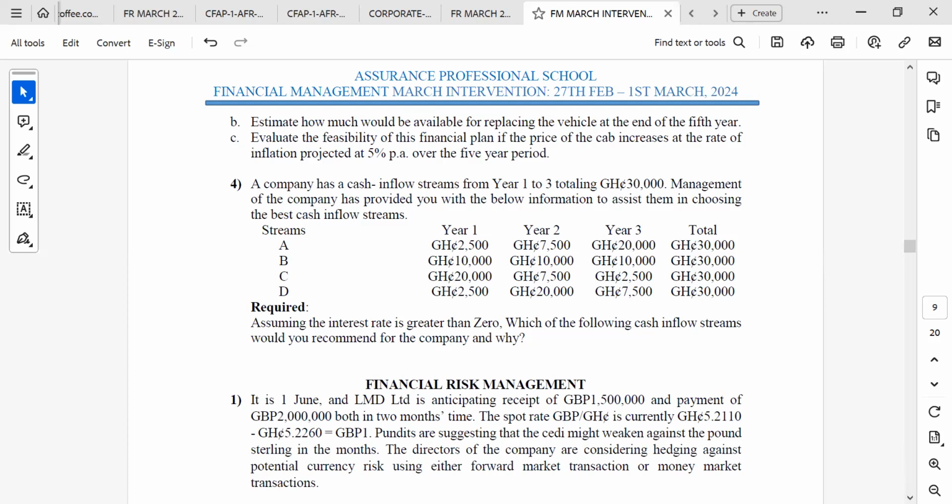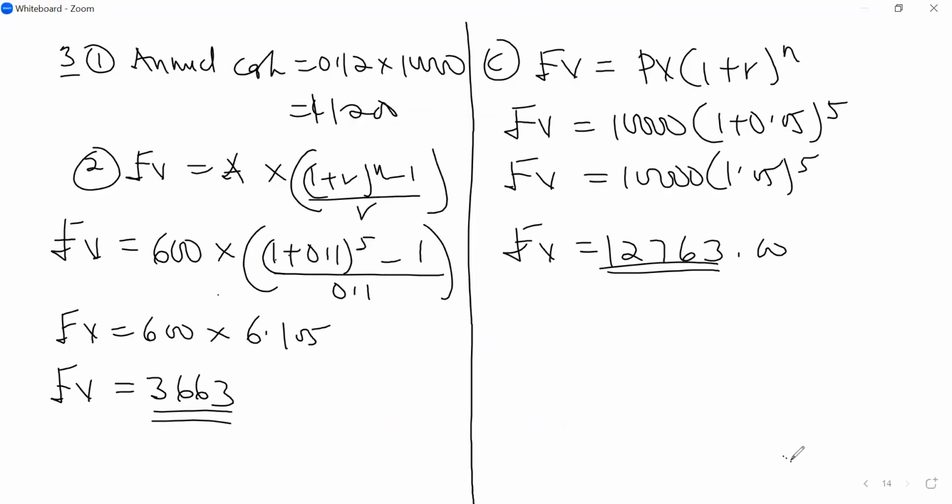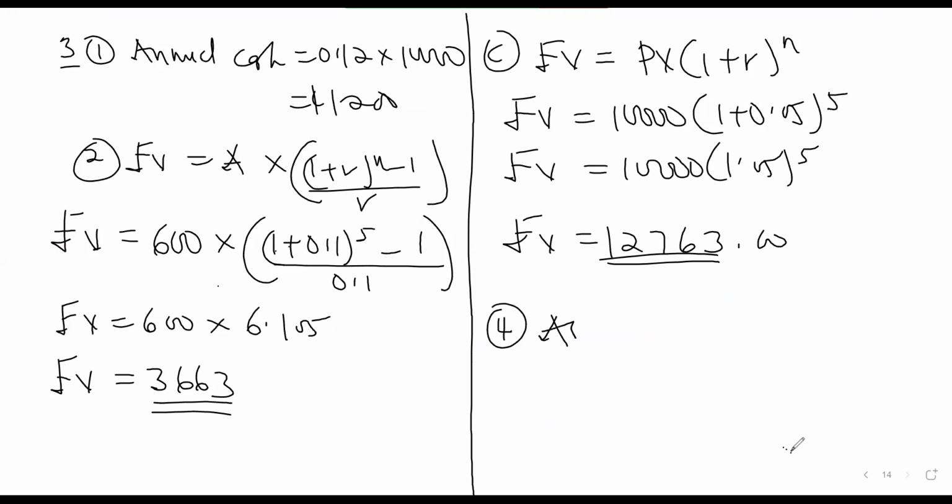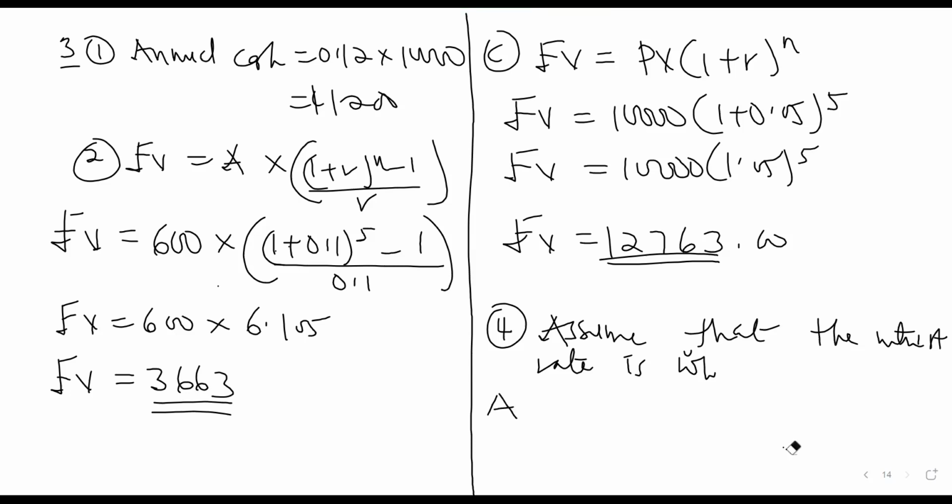So let's assume that the interest rate is 10%. You can also pick, anybody can pick any interest rate. They say you should assume that it's greater than 0, so you can pick 20, you can pick 15, someone can pick 5. So let's look at the first stream. Okay, can we do A? Let's do stream A.